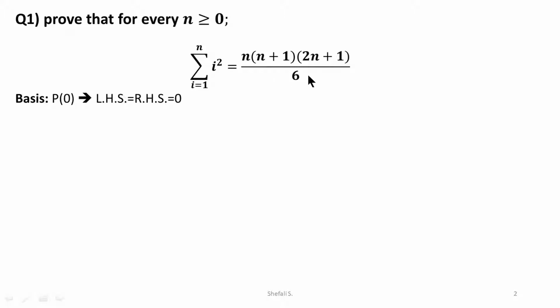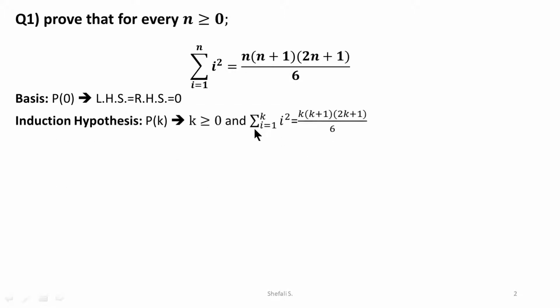So here, if we try to find the left hand side, though the range is given from 1 to n of i squared, if n is taken as 0, then the left hand side comes as 0. The right hand side is also 0, because it is multiplication by 0. So for the base condition, it is true.